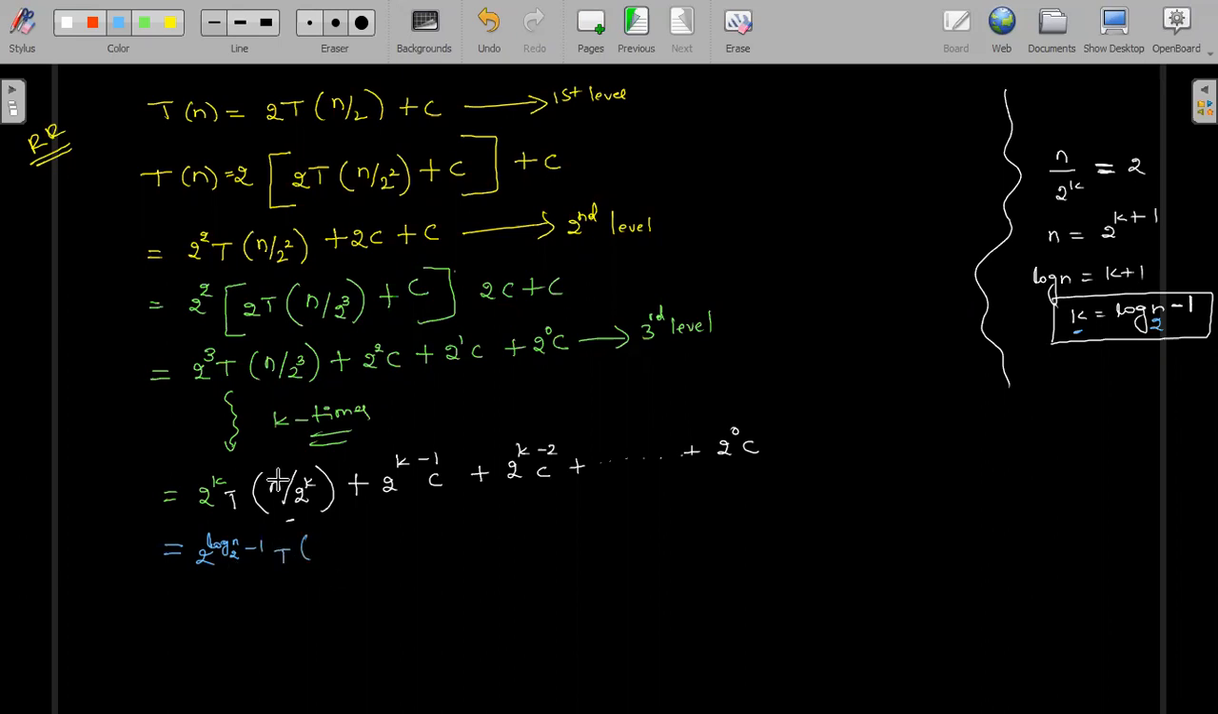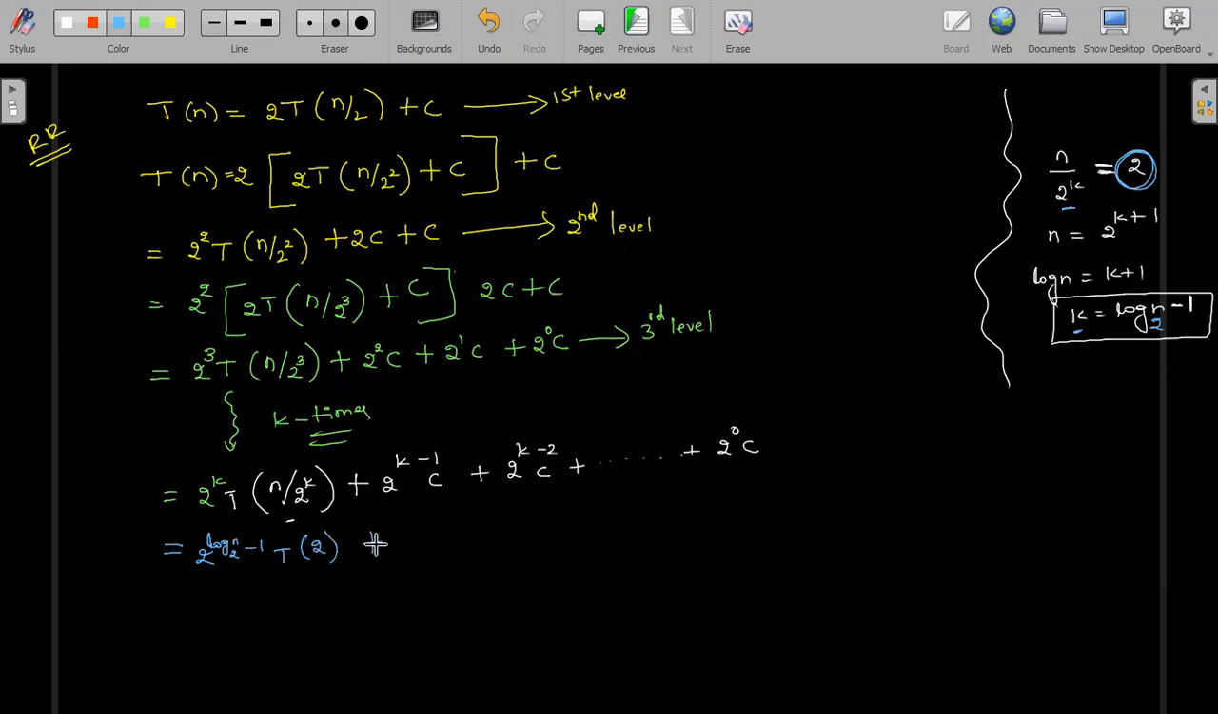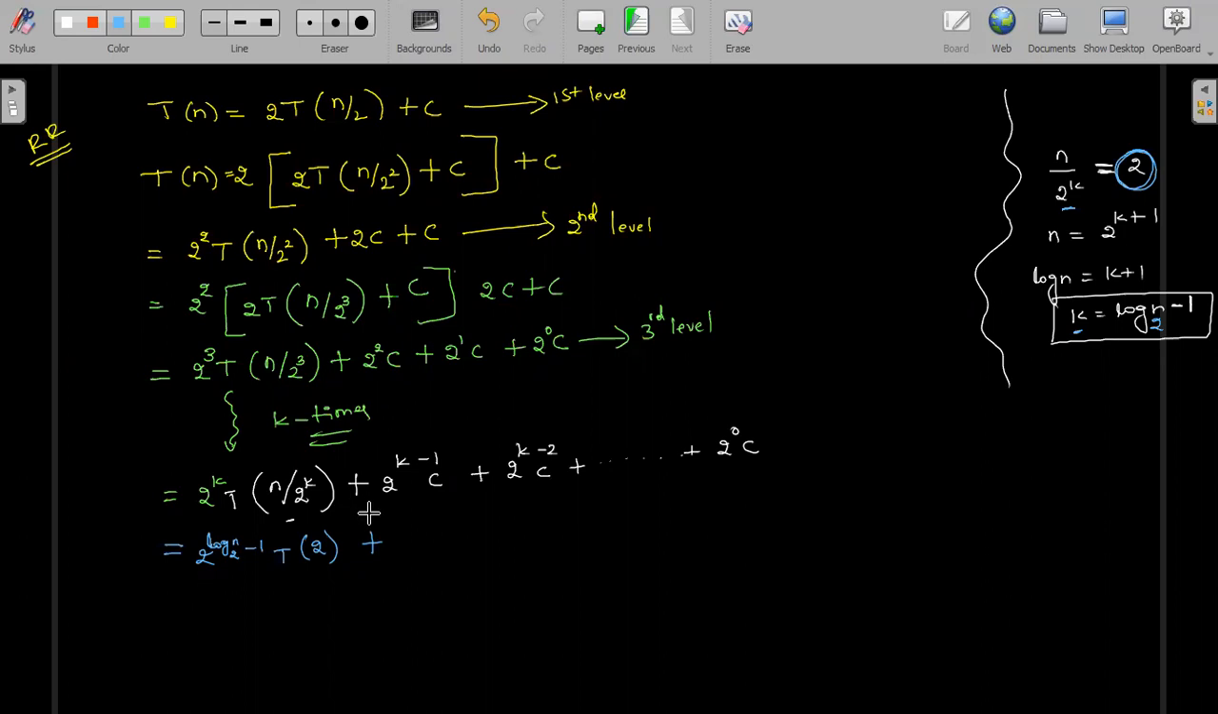T of n by 2 power k. See here, n by 2 power k. What is that? 2. We got 2. Nothing but we got the constant. Now everybody observe here. C is the constant, right? Please remove that C outside because it's a constant.